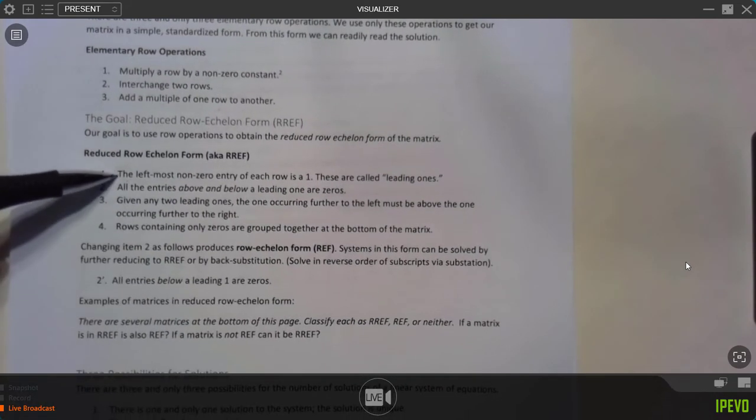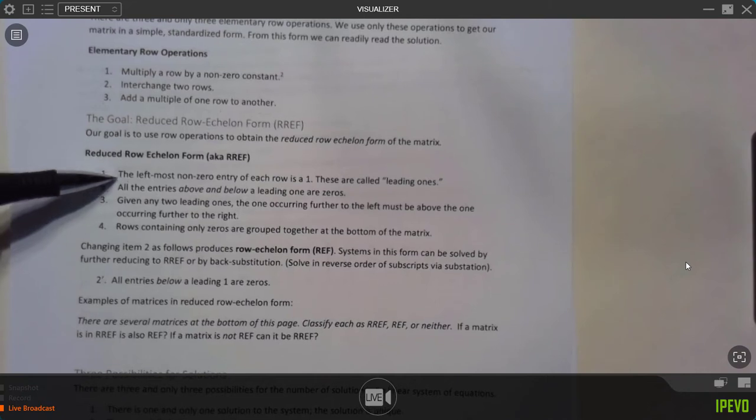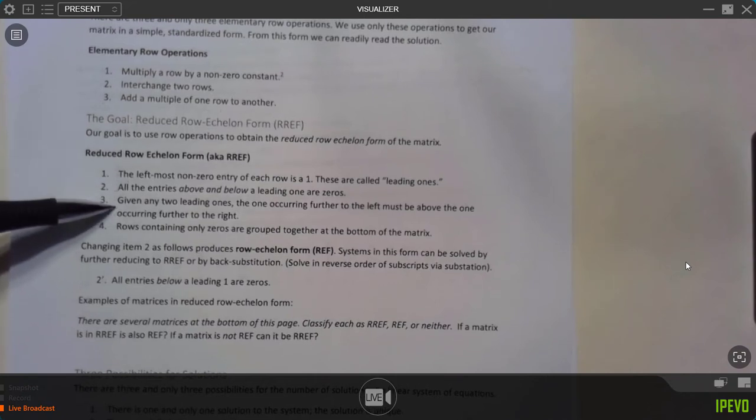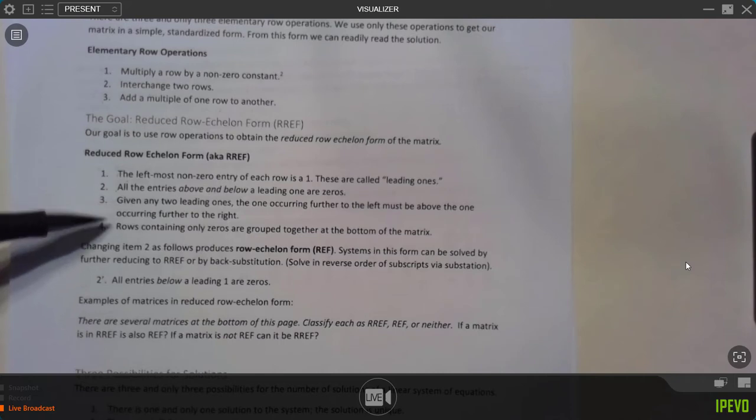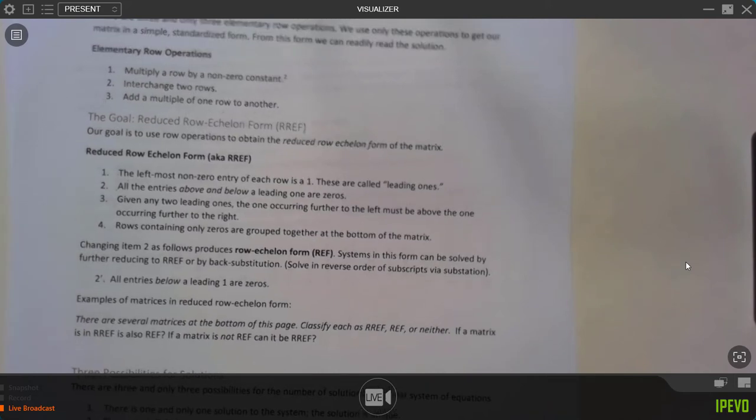Okay, we're almost there. What's row reduced echelon form? The leftmost non-zero entry is a 1. All the entries above and below leading ones are zeros. Given any two leading ones, the one further to the left must be above the one further to the right. And finally, rows containing only zeros are grouped together at the bottom of the matrix.